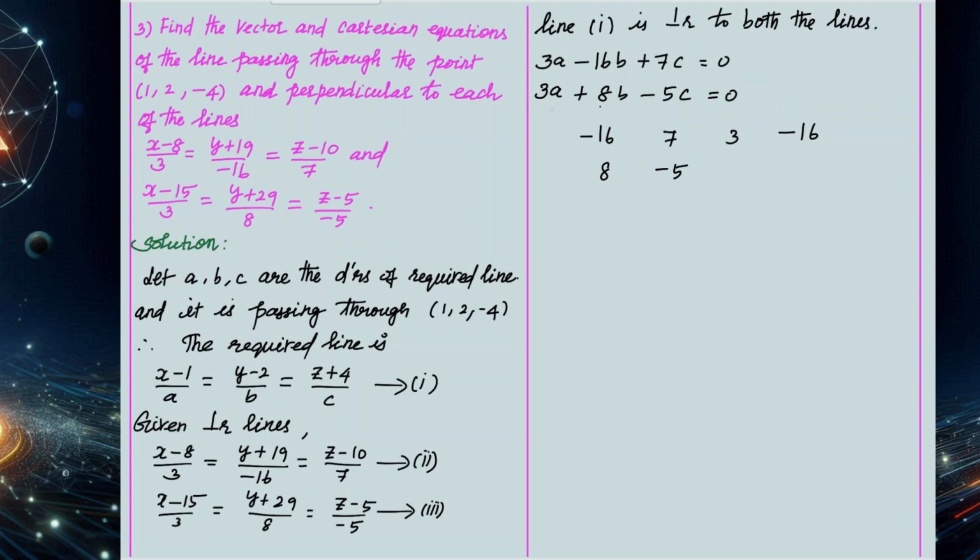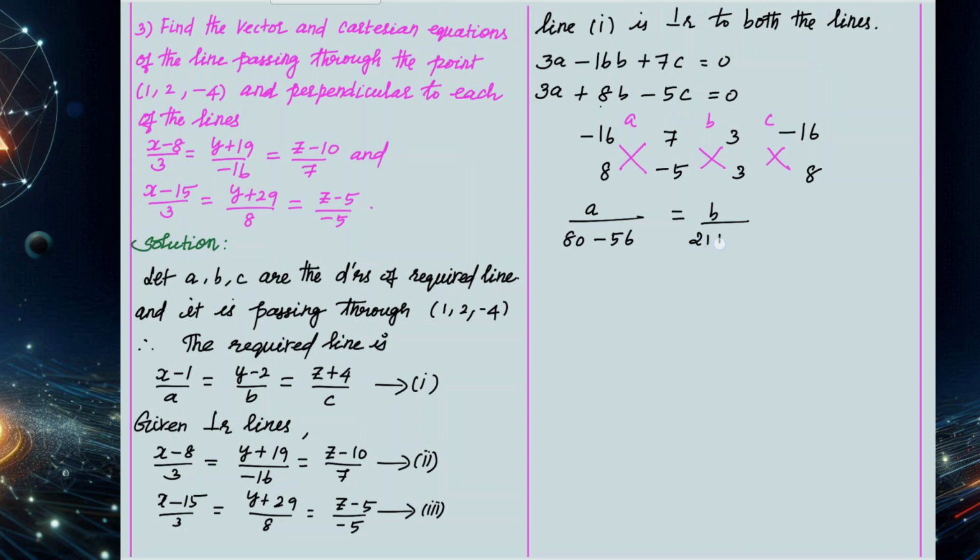Now by using the cross multiplication method, we can solve easily. I hope you all know the cross multiplication method that you studied in the 10th standard. By using it, we can find the proportional values of a, b, c. So a divided by minus 16 into minus 5, that is 80, and then minus 7 into 8, 56, equals b divided by 7 into 3, 21, and then minus into minus plus, 5 3s are 15, and then c divided by 3 into 8, that is 24, and then minus into minus is plus 3 into 16 is 48.